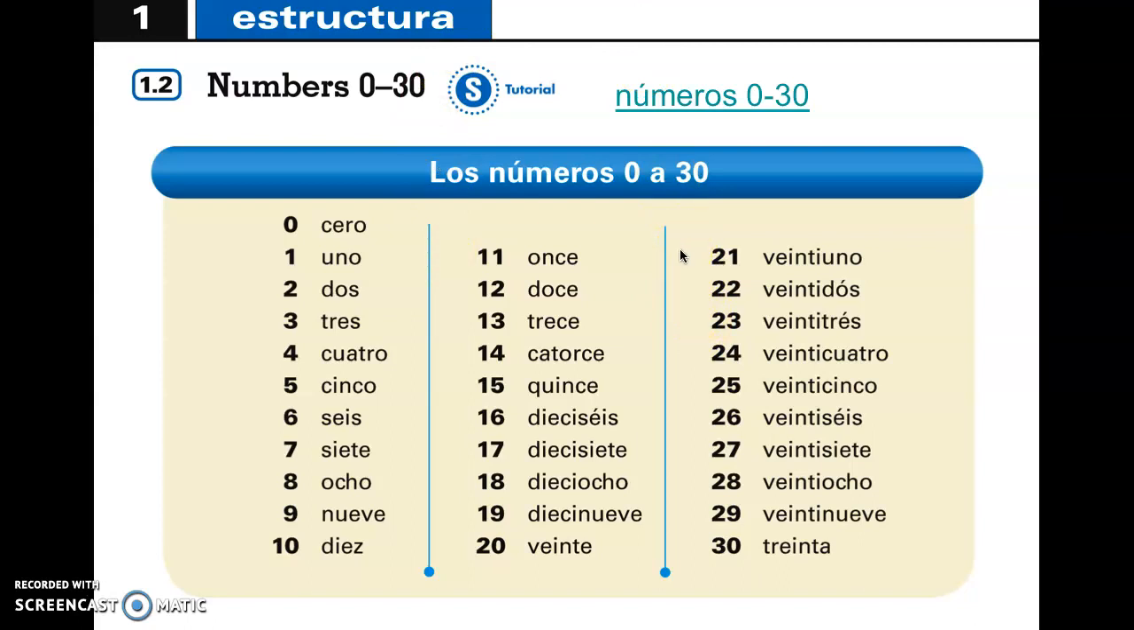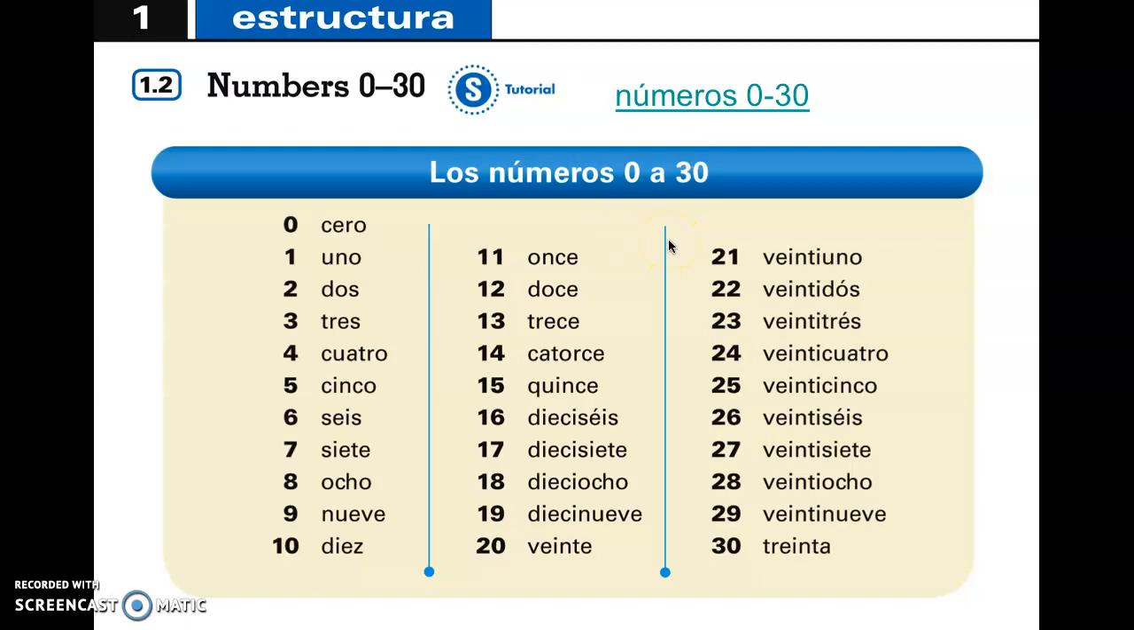Moving on into the 20s. 21, 22, 23, 24, 25, 26, 27, 28, 29, 30.